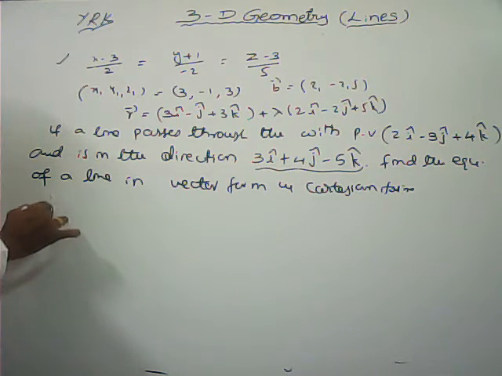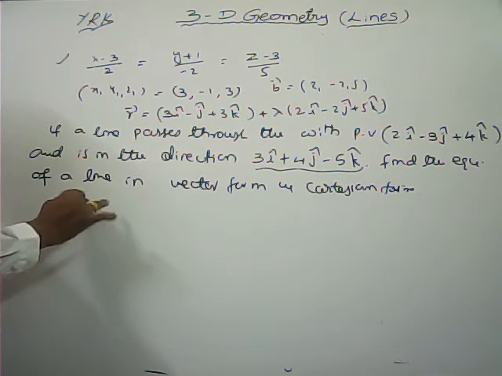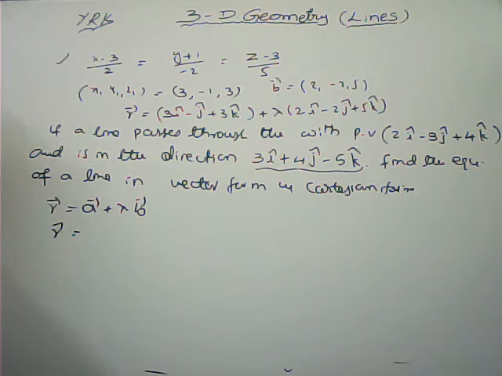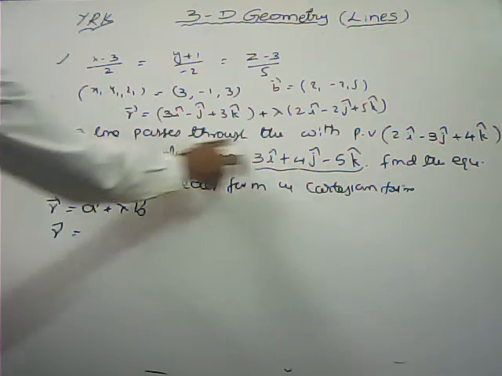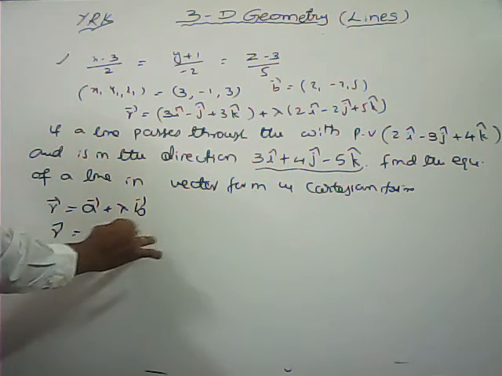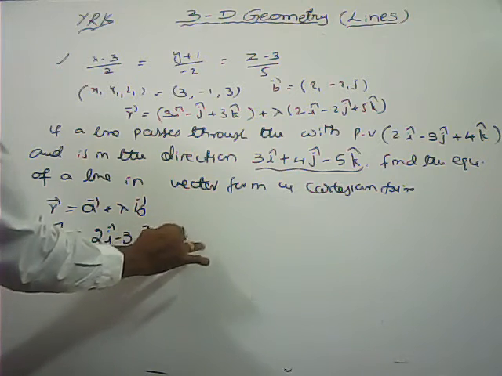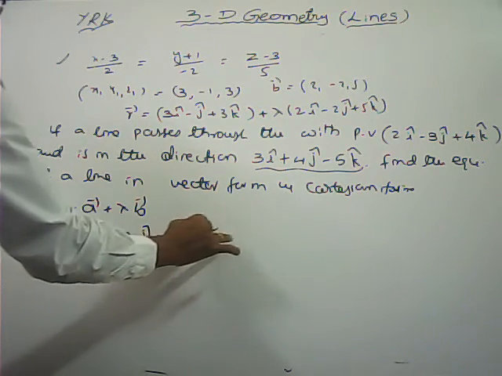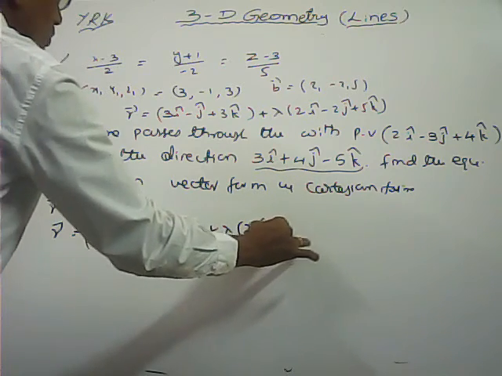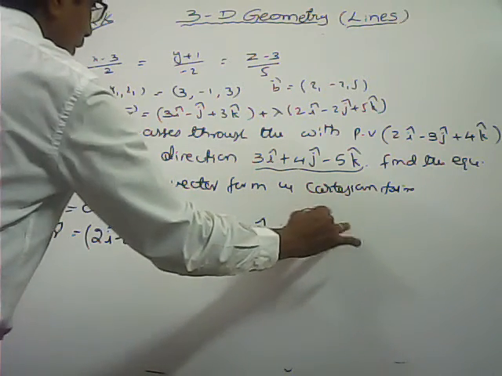So first I am writing the vector form. r bar is equal to a bar plus lambda b bar. Here a bar is the position vector of the point A. That line passes through the point A, whose position vector with respect to the origin, OA bar, is equal to a bar, which is 2 i cap minus 3 j cap plus 4 k cap, plus lambda into b bar, the vector it is parallel to, 3 i cap plus 4 j cap minus 5 k cap.